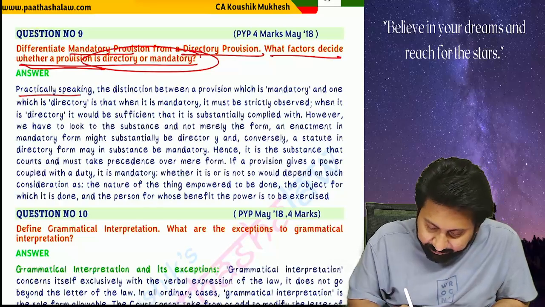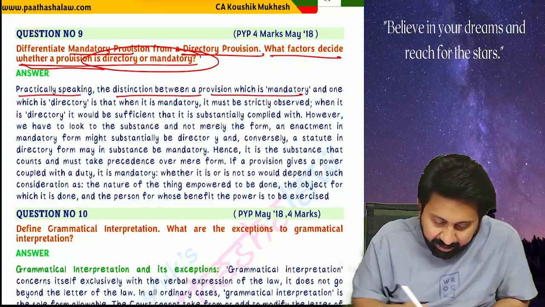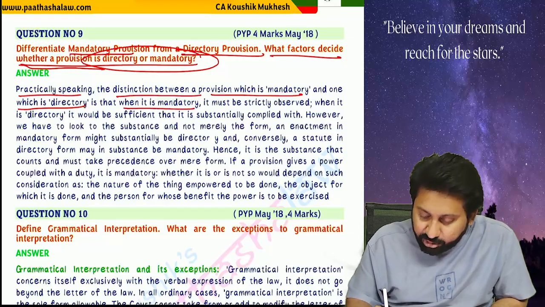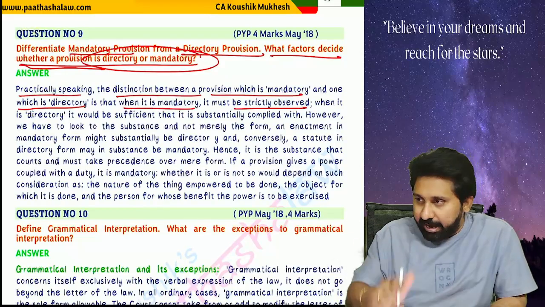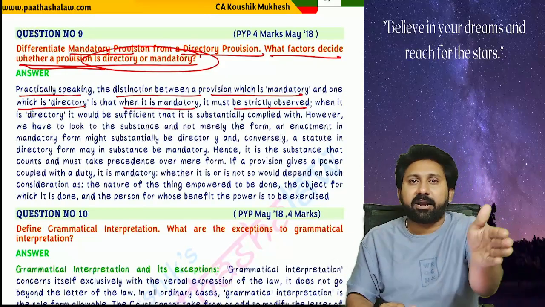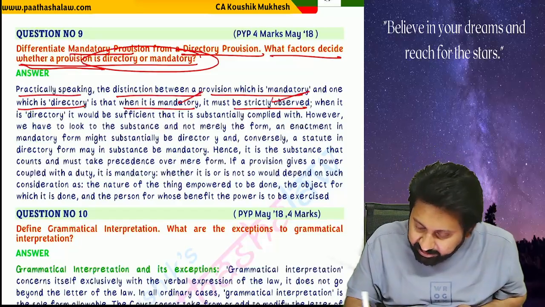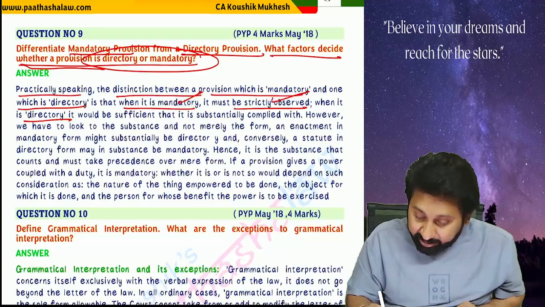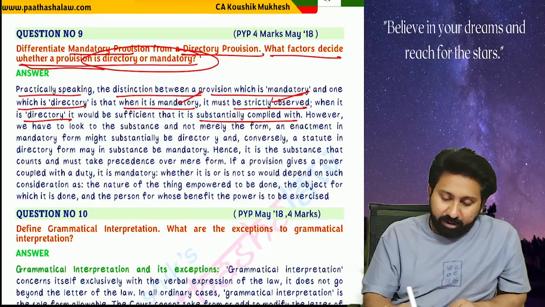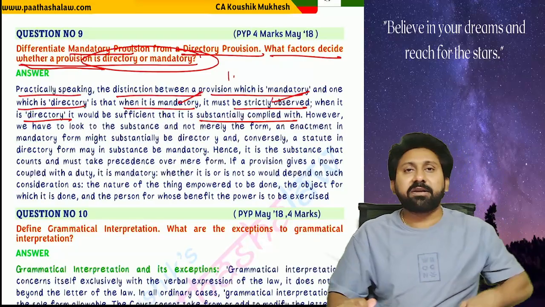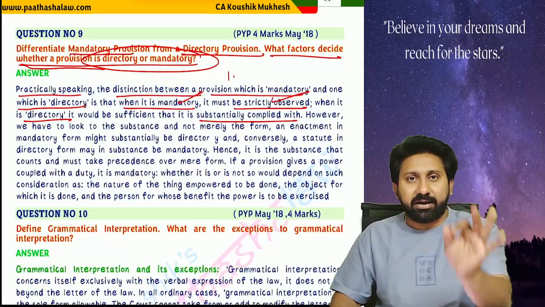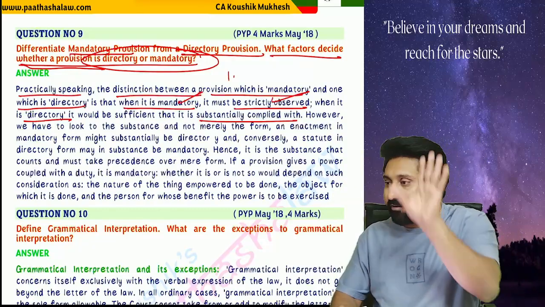Practically speaking, the distinction between a provision which is mandatory and one which is directory is that when it is mandatory, it should be strictly followed. When it is directory, you need not strictly follow everything; substantially you follow. One point over. What is the first one? The difference between directory provision and mandatory provision. Mandatory: strictly follow. Directory: substantially follow.